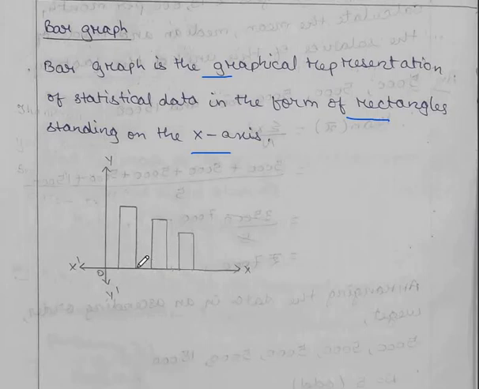So bar graph is the graphical representation of statistical data in the form of rectangles standing on the x-axis. But remember one thing, between each rectangle the gap should be uniform.